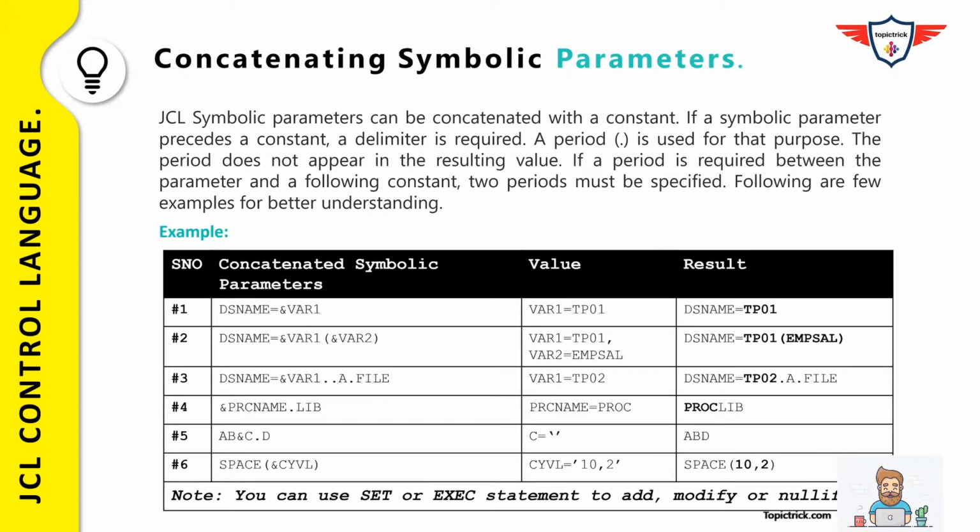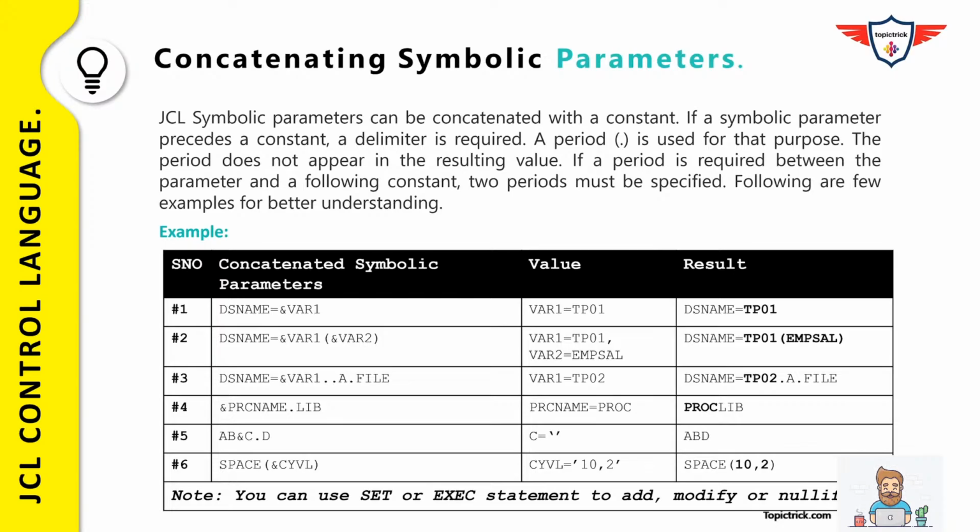In the first example, you have DSN followed by an equal sign, and after that you have a symbolic parameter, that is &VAR1. The value that I've assigned to this is TP01, so the output is TP01. So DSN followed by an equal sign is going to have TP01 once it is translated, when you run your JCL.